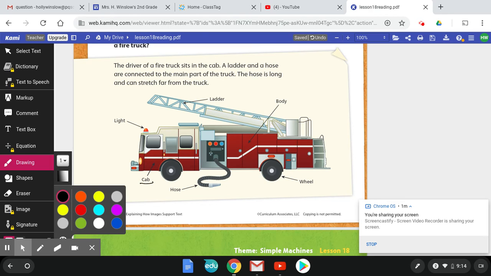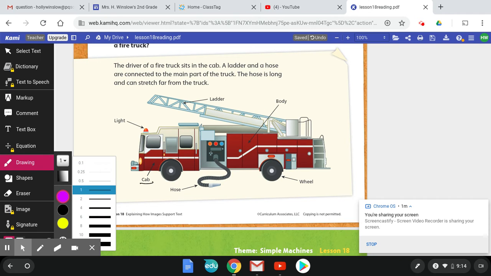Let me change my color. And then I know that the hose is connected. That's here. And the ladder is connected. That's here. I see this to the main part of the truck.